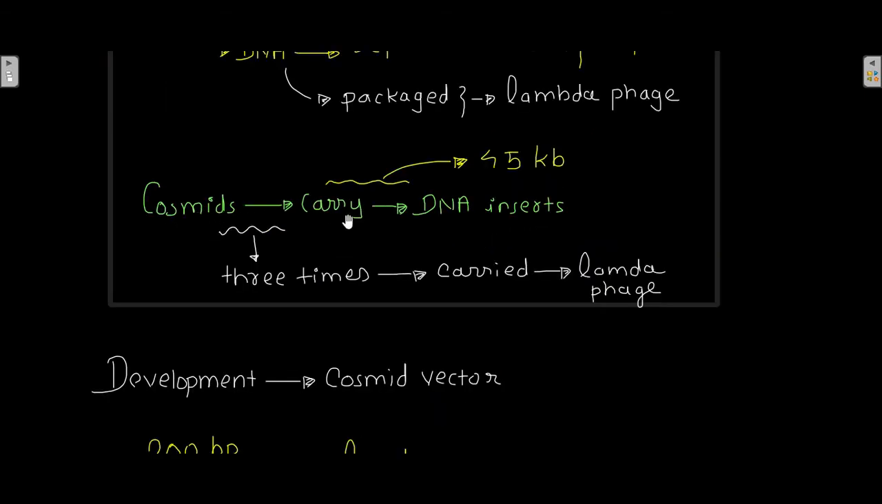Now, Cosmids can carry DNA inserts three times larger in size in comparison with lambda phage. They can carry about 45 kb of DNA inserts, three times greater as compared to lambda phage.